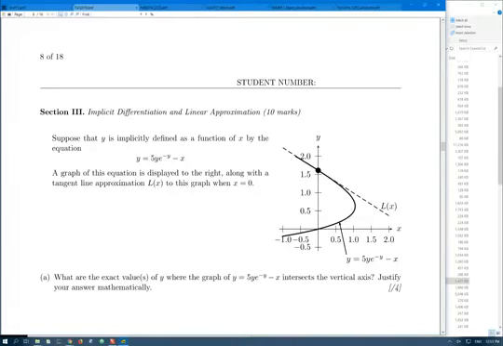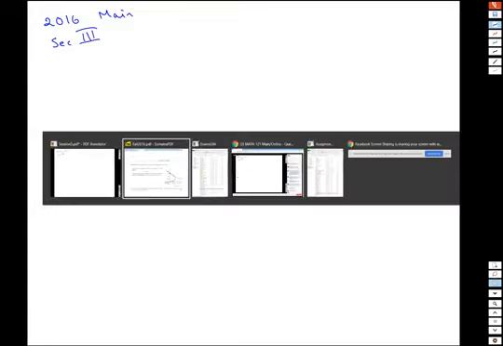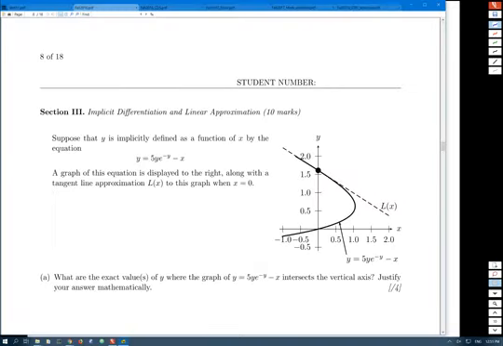So this was the main campus exam, just to be clear about the distinction there. All right, so this is section 3, and this was online. And the question you're referring to is 2016 main, section 3. This problem here. Okay, my apologies for the confusion.